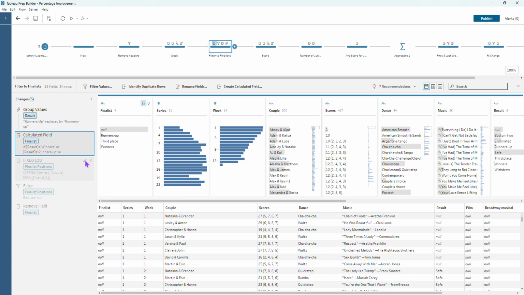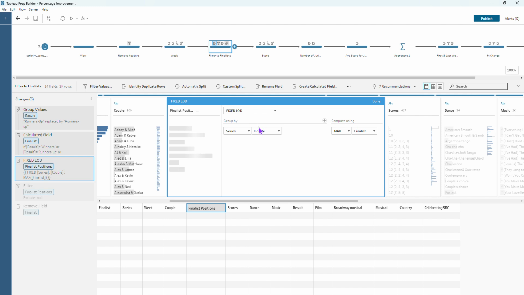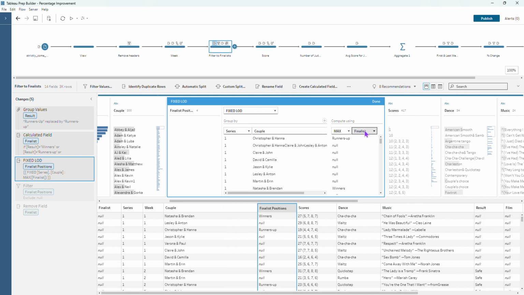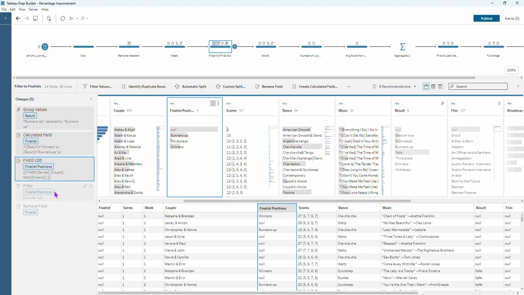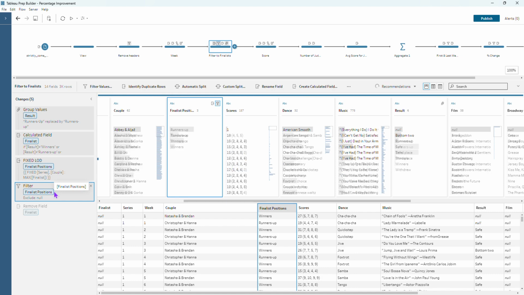And so we fix that with a level of detail calculation. So grouping by each series and couple, we just take the maximum of that finalist field that we just created. And now we can see even in week 1, Natasha and Brendan are classified as the winners. So we filter out all those couples who are not winners, or in the final, should I say.